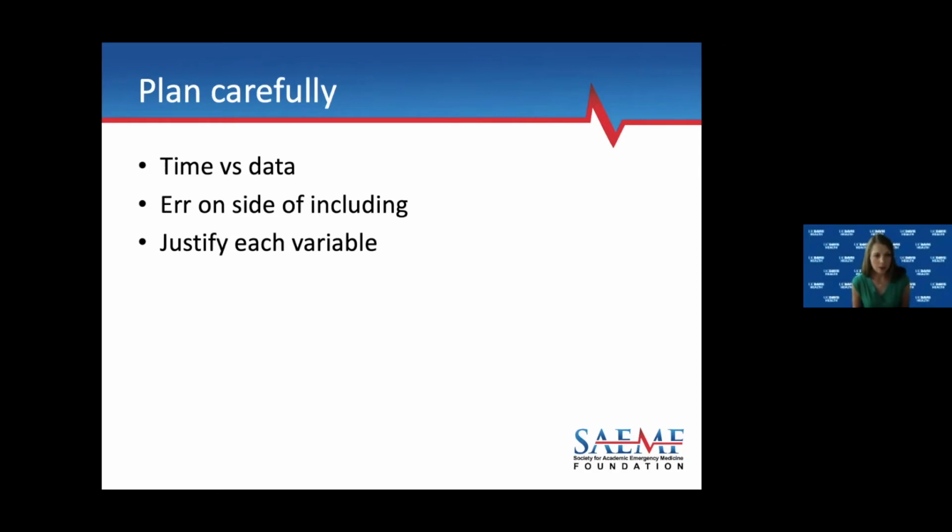As I mentioned earlier, it's really important to plan carefully. There's always a balance between the time required to abstract data against the benefit of having more data. In general, I err on the side of including variables. For the most part, it's easier to collect a few variables that you ultimately don't need than it is to re-review all of your charts to gather additional information. At the same time, when you're planning your study, you want to make sure that you can justify each variable you're collecting. Think about the analyses you'll want to include and the data you'll want to include in each of your tables, and then make sure you're collecting those data.